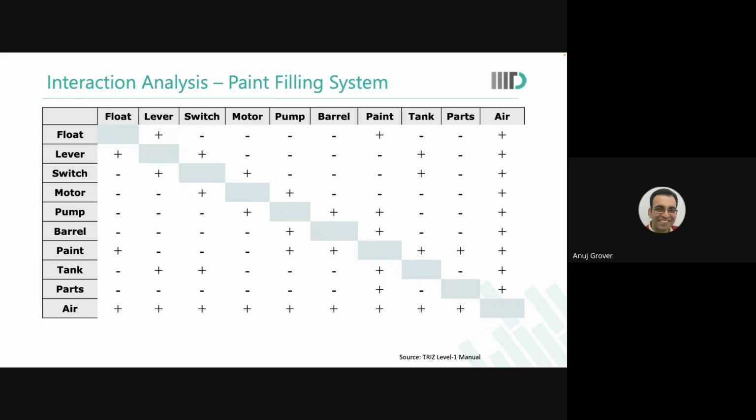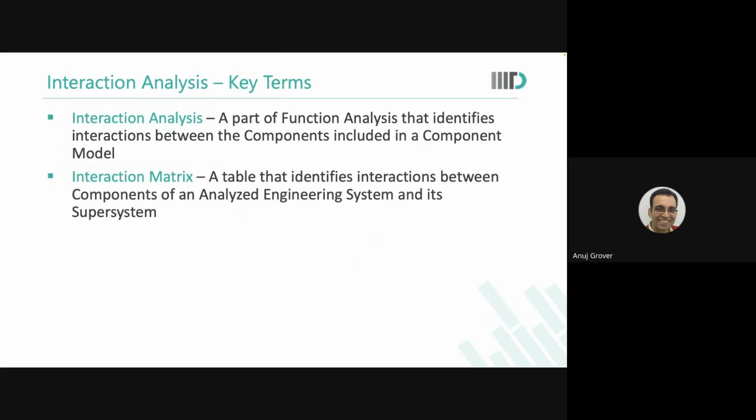Okay. So if I want to now summarize what interaction analysis is, interaction analysis is a part of function analysis that identifies interactions between components included in the component model. The output of an interaction analysis is an interaction matrix. What is that interaction matrix? It is a table that identifies interactions between components of an analyzed engineering system and its supersystem.